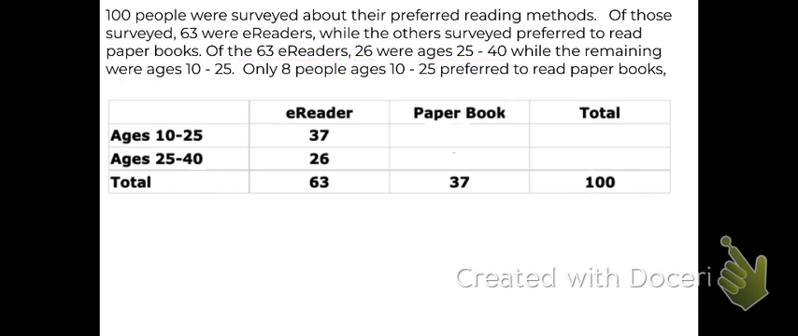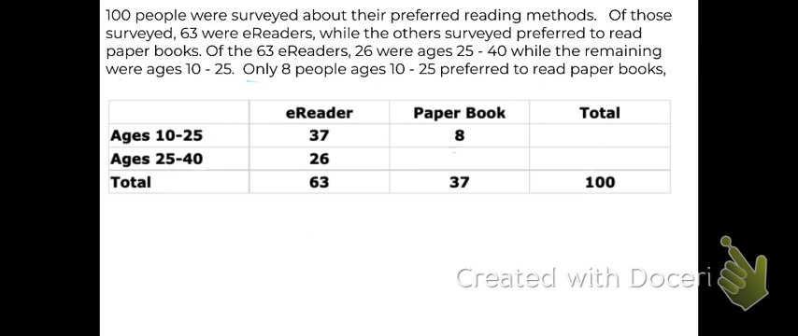And one more sentence. If 8 people ages 10 to 25 prefer to read paper books, where do we put that 8? So ages 10 to 25, paper books. We follow that over and down. We see the 8 goes here. There's no more information in our paragraph here that we can use to fill in.